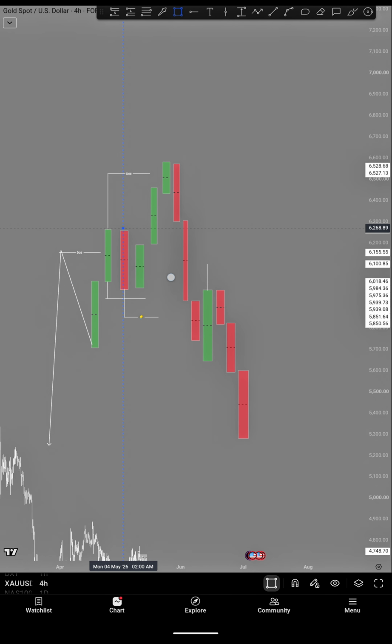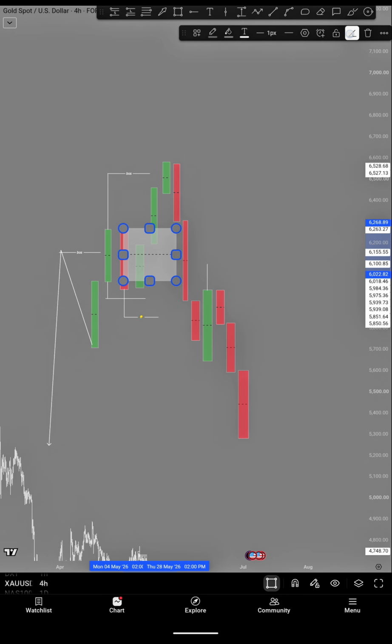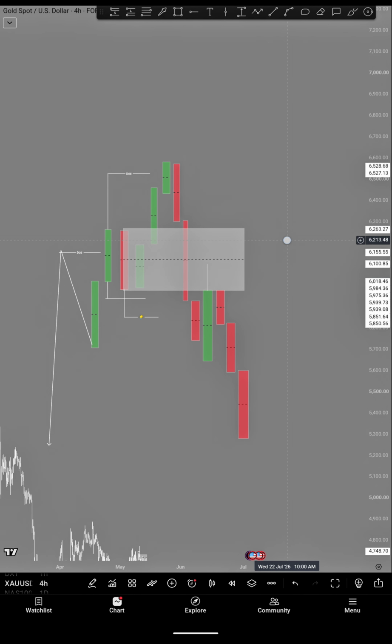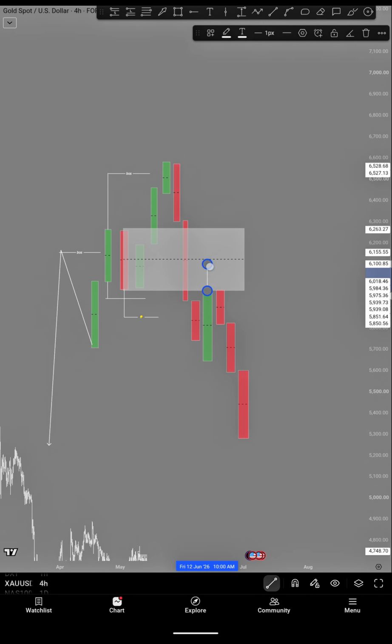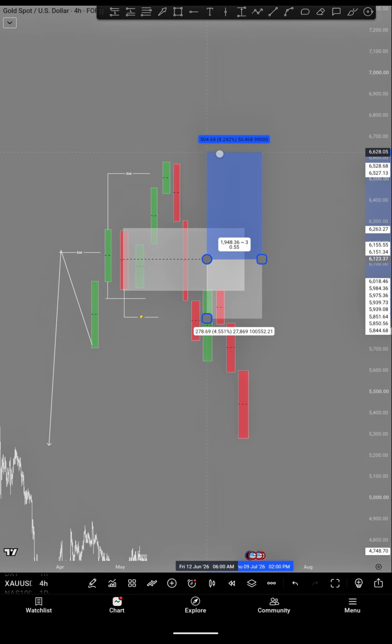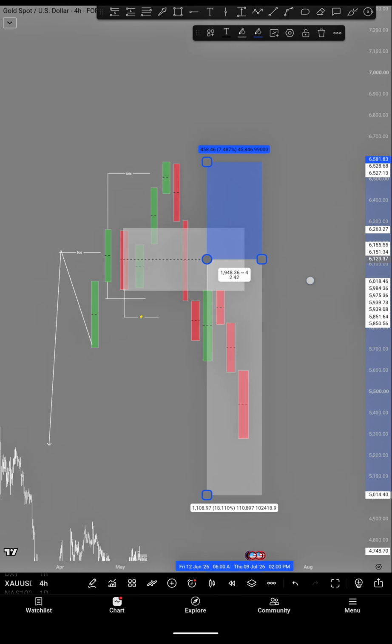Because let's say you are using this breaker block as your point of entry, right? And looking at this breaker block, you can see that it is huge, so you can use 50% of it, which is the ideal scenario, the ideal case. If you get a fair value gap, breaker block, or order block that is large, you should just go for the 50%.